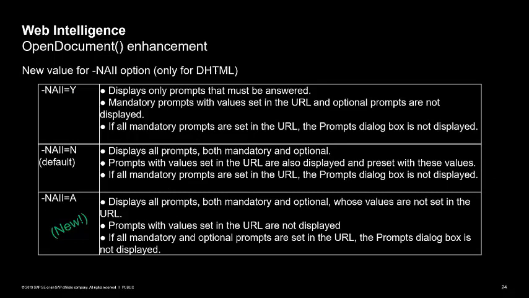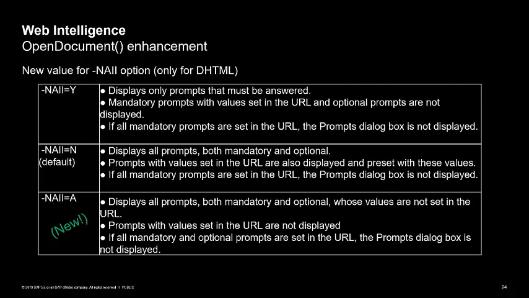We also enhanced the open document call. So we have the NAII parameter right now that controls what is displayed in terms of prompts. If it's set to yes, then only those prompts that must be answered are shown, while if it's set to no, then both mandatory and optional prompts are shown. But now you have the ability, with a new value of A for all, to display all prompts but those whose values are set in the URL.